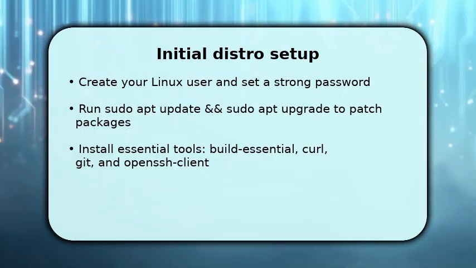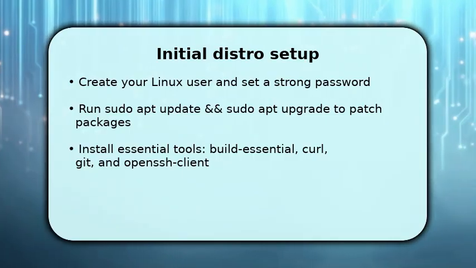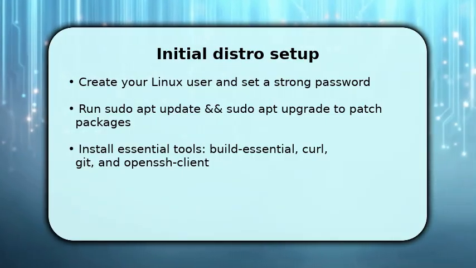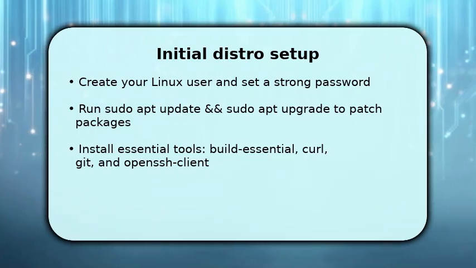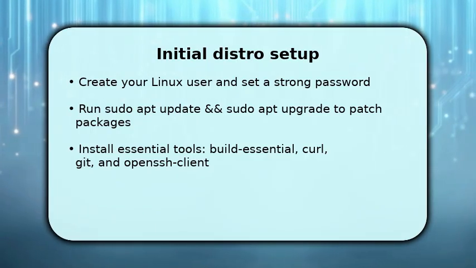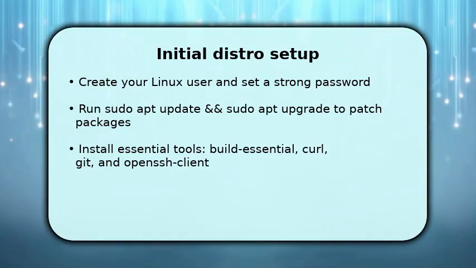Once updated, install essential tools like build-essential, curl, git, and the OpenSSH client to compile, fetch, and transfer code. Make sure to configure SSH keys and git name and email so remote operations are seamless and reproducible across sessions.